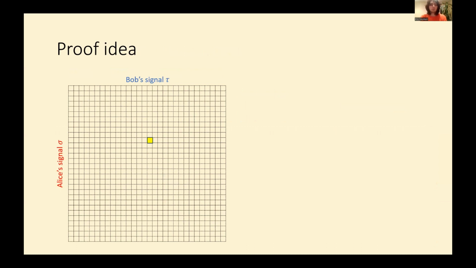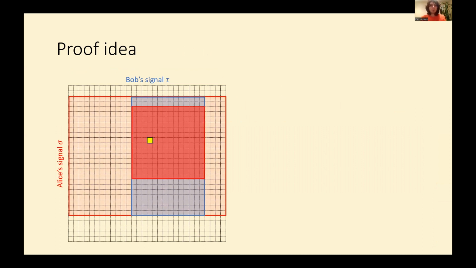I won't give the full proof, but I will sketch the main idea. Here is our space of signal pairs as before, and suppose that the particular pair of signals is as given by this yellow cell. Alice starts by communicating some partial information about sigma. Bob responds with partial information about tau. Alice responds with partial information about sigma, and let's say that the protocol ends there. And let's zoom into this rectangle.